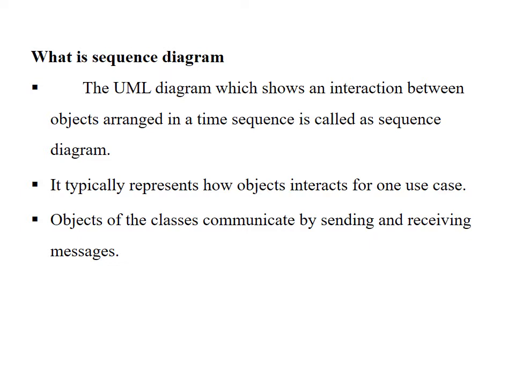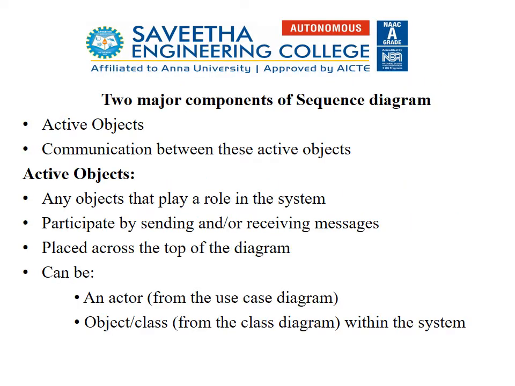Objects of the classes communicate by sending and receiving messages, obviously. The two major components of the sequence diagram are active objects and the communication between these active objects, which are nothing but the messages. So the messages and the active objects are the major components of the sequence diagram. Let us see what an active object is and how communication happens in detail.